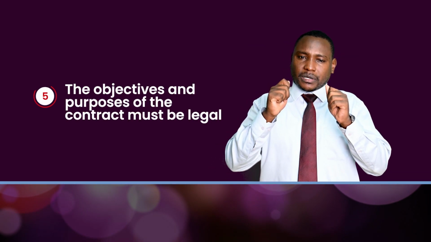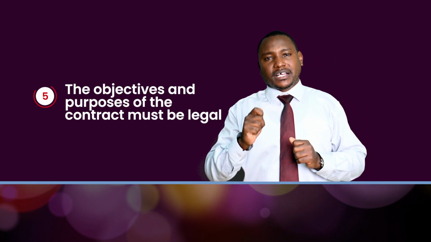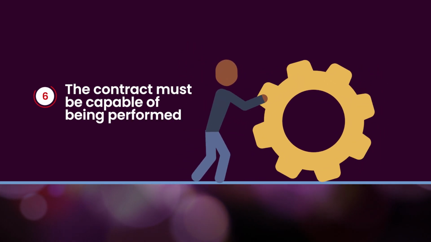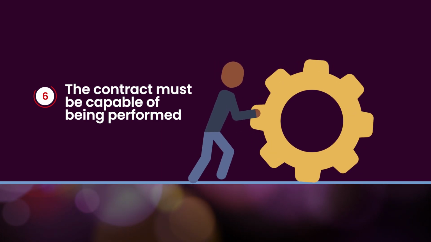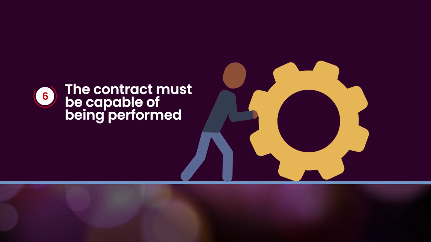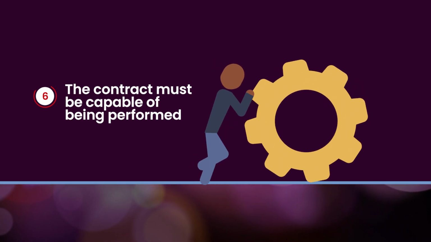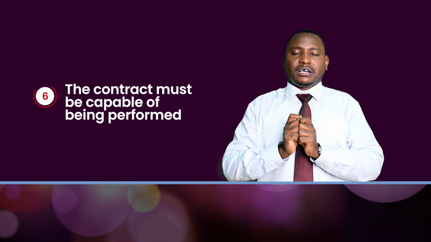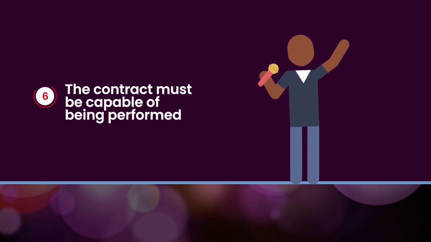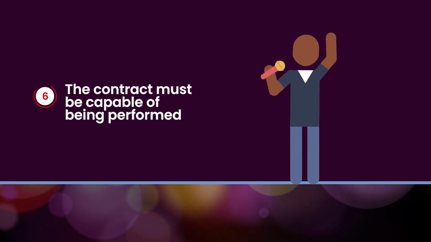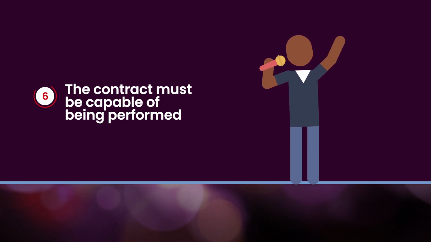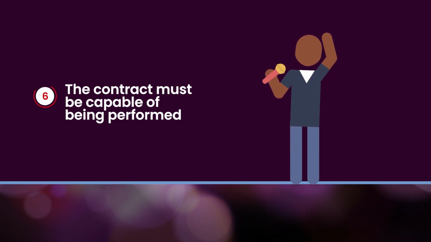The fifth important element is that the objectives or purpose of the contract must be legal. It must be within the law. The sixth element is that the contract must be capable of being performed. Whatever both parties are promising must be capable of being performed. You must be able to perform what you are promising. Again, I'll give a very simple example. You cannot enter into a contract that you are going to make a musical work that will make congregants or a particular person go to heaven. It's impossible for you to promise a person that they'll go to heaven. That contract is not enforceable.